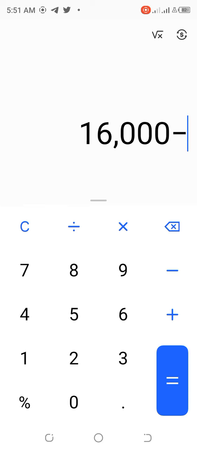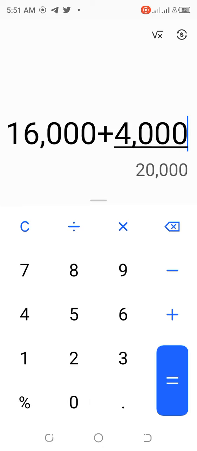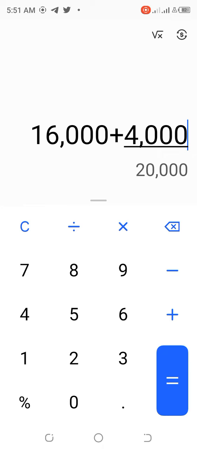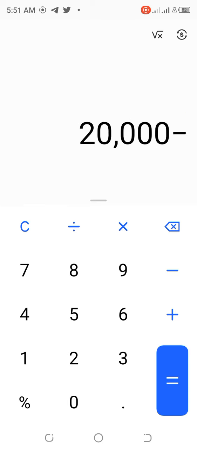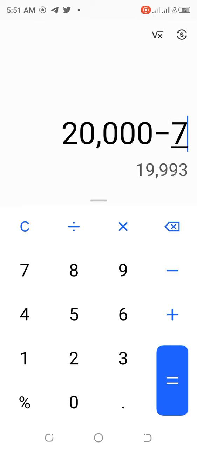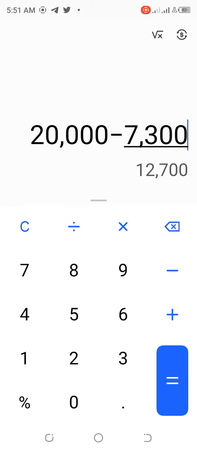Now, let's go for fifth win, meaning that's 20,000. In the old currency, that's 200 million. So 200 million on your fifth win minus 7,300.